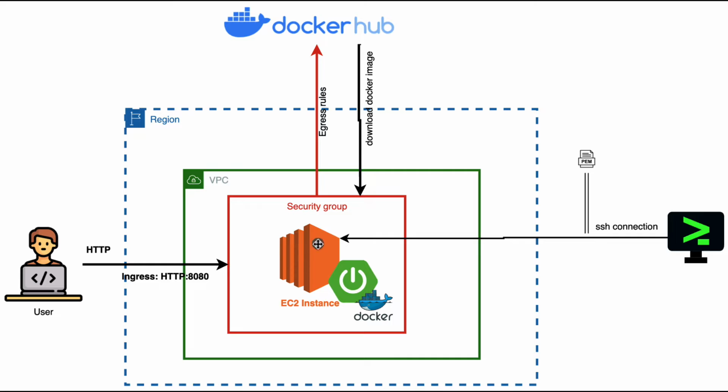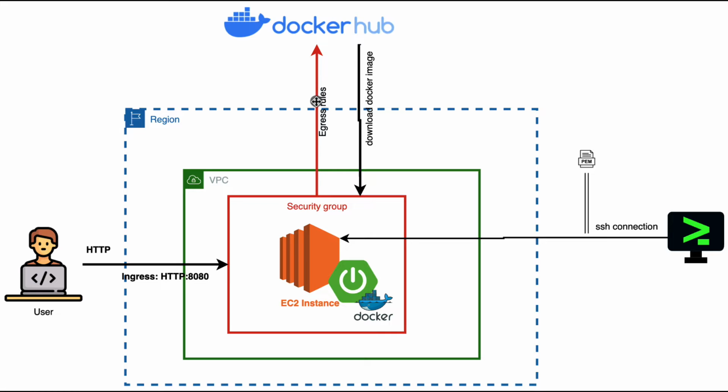This means that our EC2 instance needs to connect to Docker Hub in order to download the Docker image that we will be building and pushing to Docker Hub. So how will we do this? We will use an SSH connection to our instance from our local machine. And in order to connect to our running EC2 instance, we need to create a key pair file, or as we call it, a PEM file. This PEM file will allow us to establish an SSH connection from our local machine to our EC2 instance.